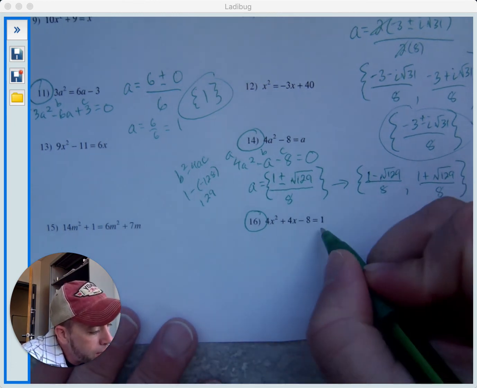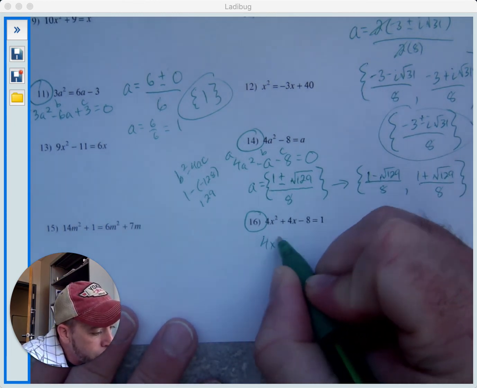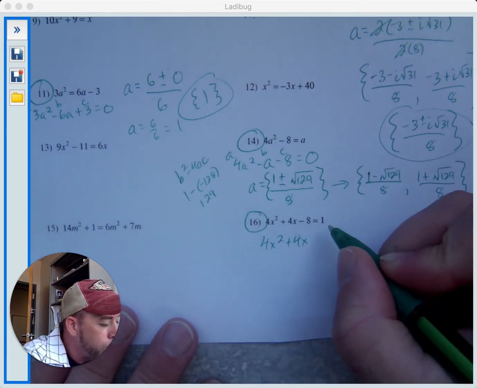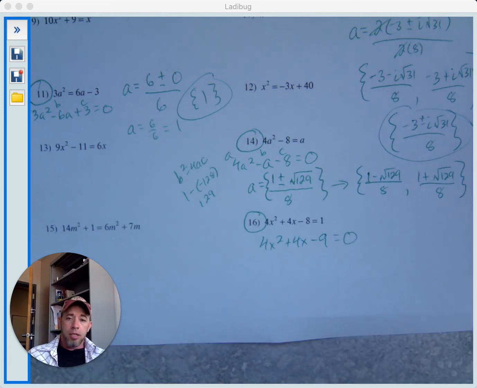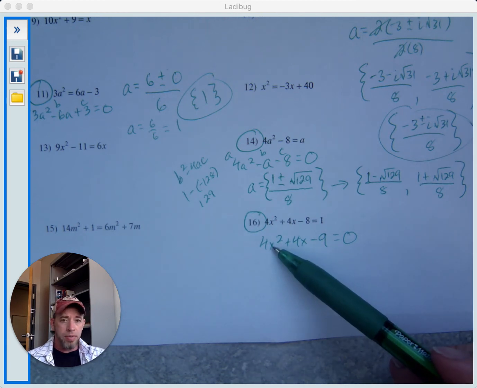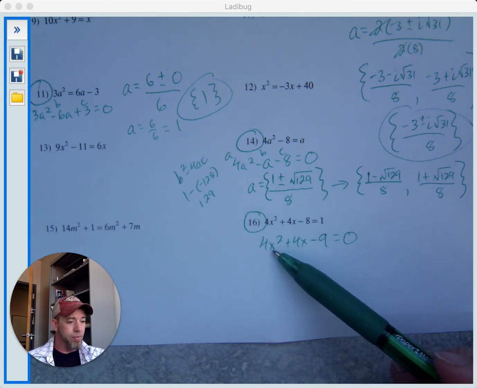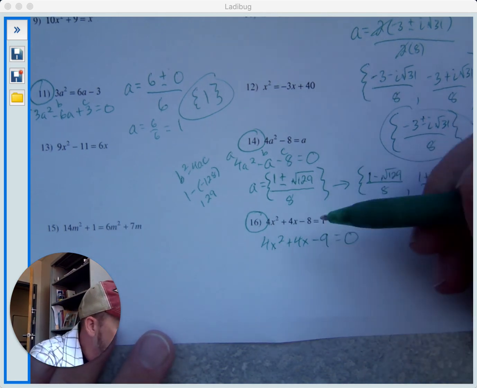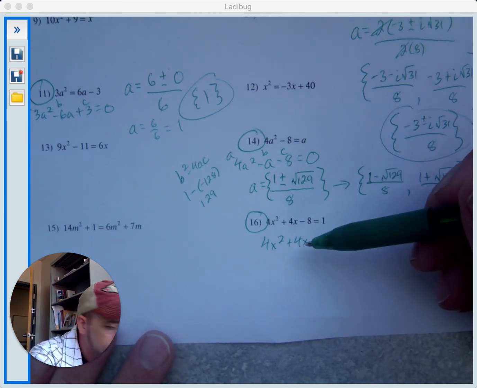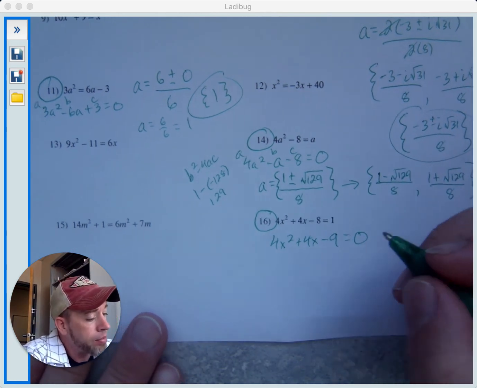So let's do that. Subtract 1, right? We get 4x squared plus 4x. Subtract 1, we get a minus 9 equals 0. So you could try to factor, but if there is a coefficient in front of the squared term that is not 1, it's hard to factor, even if it's possible. So what are we going to do now? Quadratic formula, right? So I like to find the discriminant first.